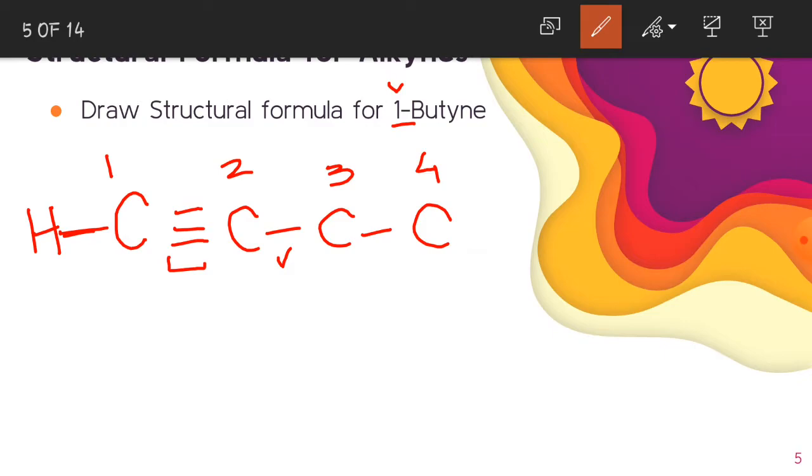Now look at carbon 3. 2 bonds are already drawn. We will draw 2 more bonds in order to complete its valency, and a hydrogen atom will be attached at the end of each bond. If you look at carbon number 4, then only 1 bond is drawn for this carbon. So in order to complete its valency, we will draw 3 more bonds, and a hydrogen atom will be attached at the end of each bond. So this is how the structural formula for 1-butyne is drawn.